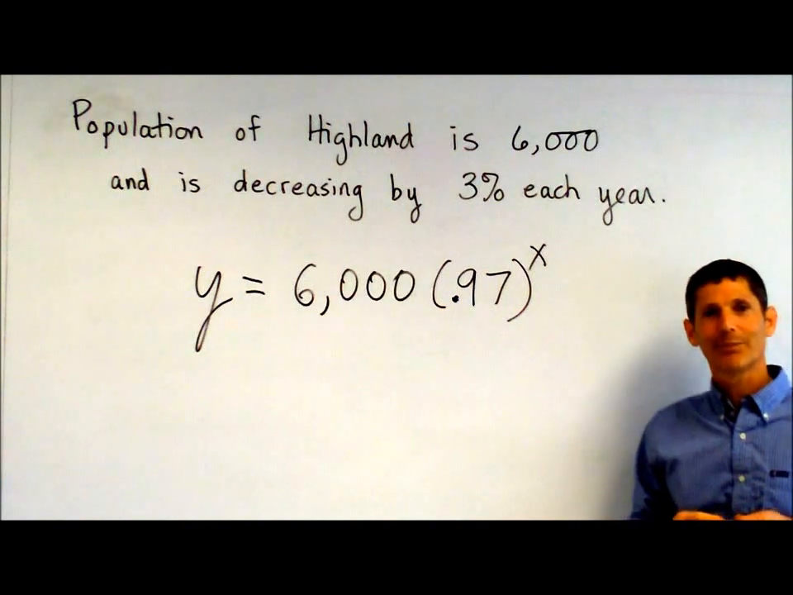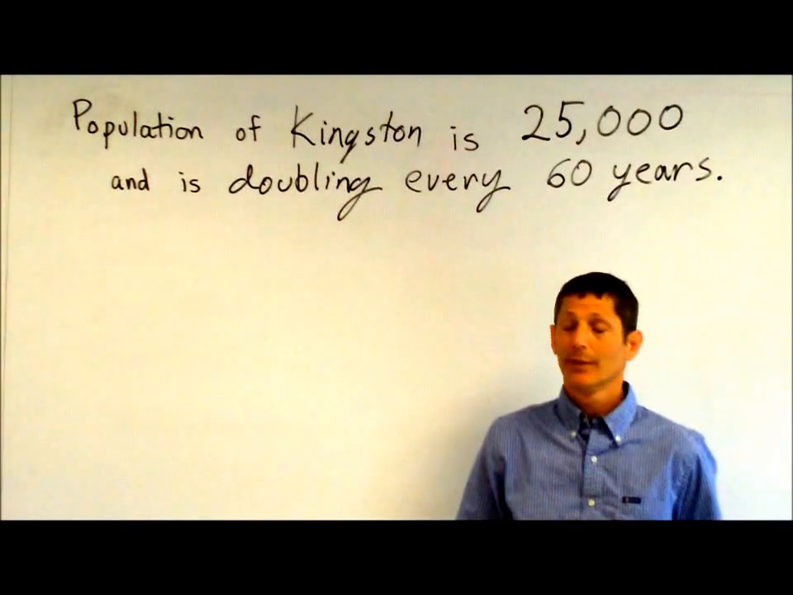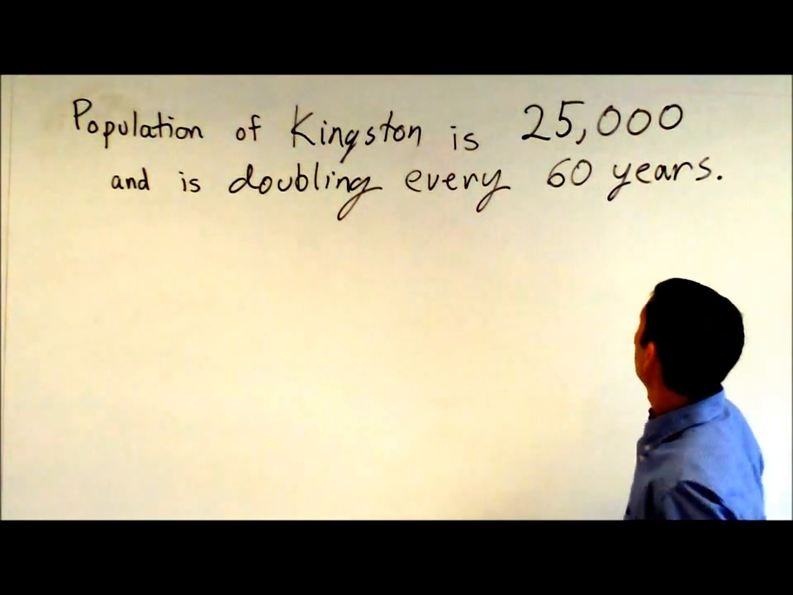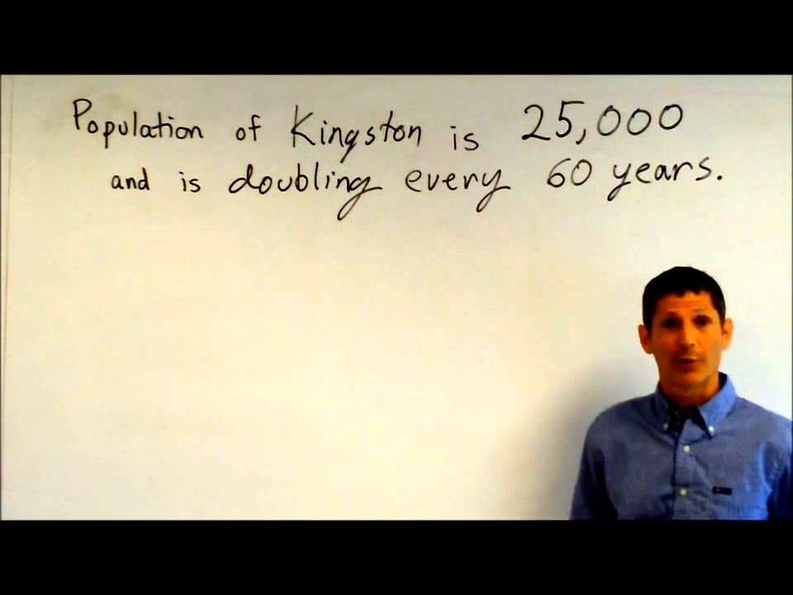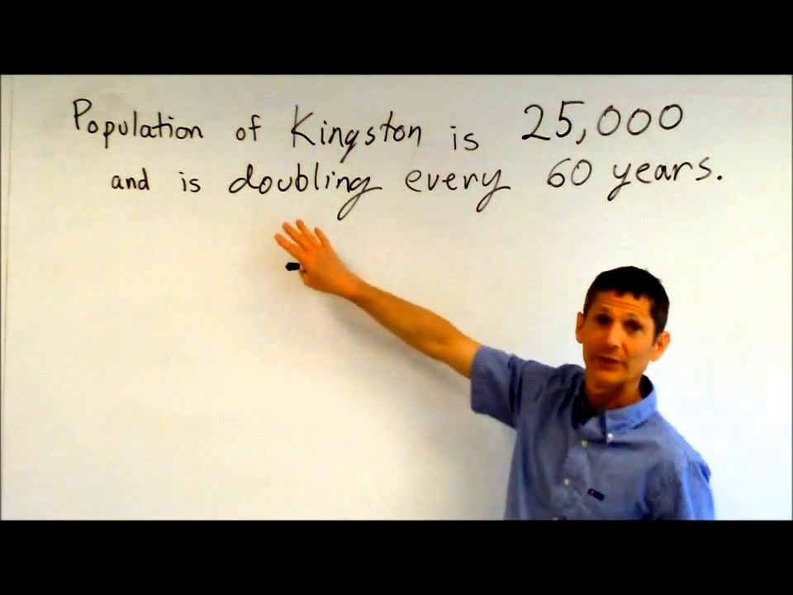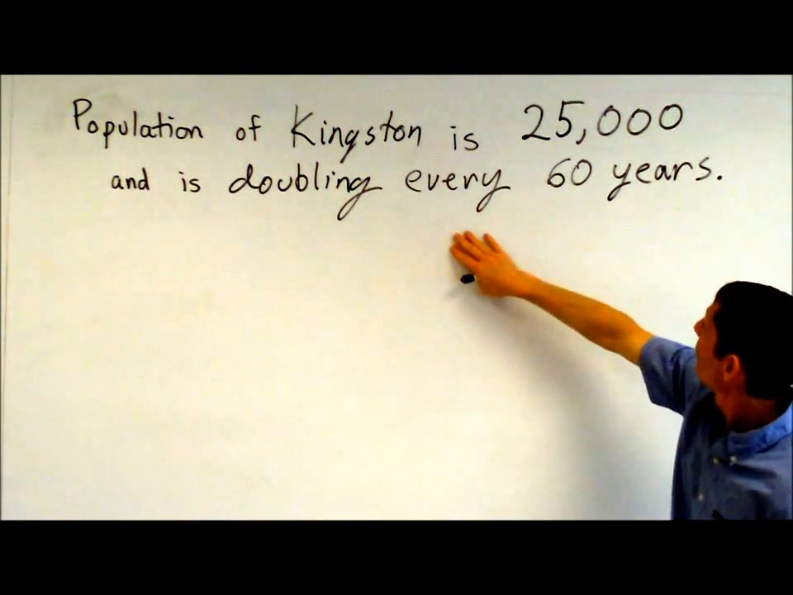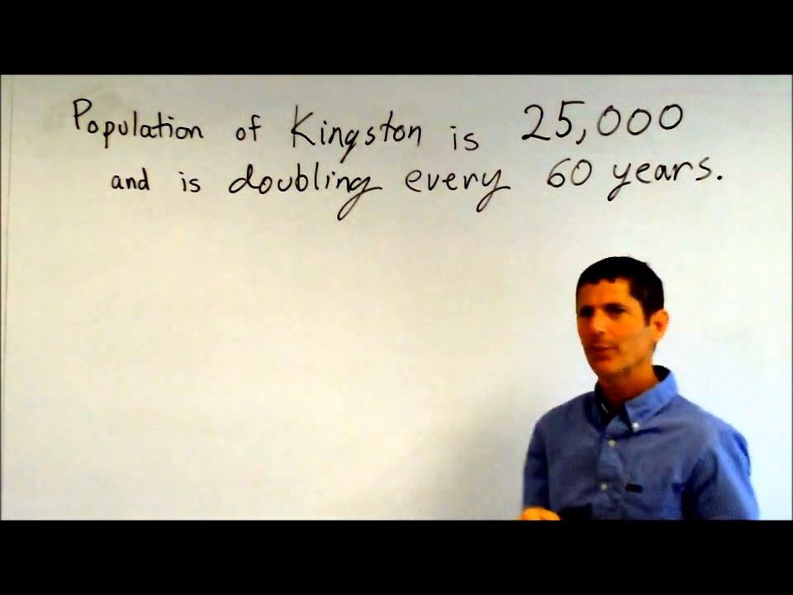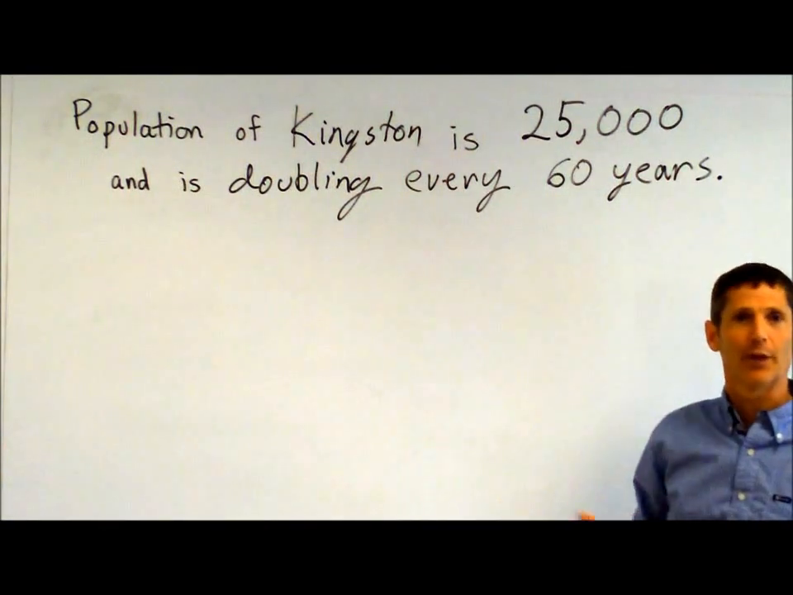Should we do another one? Absolutely. Okay. Here's another one, Miss Stewart. It says the population of Kingston is about 25,000. Well, that's roughly correct. Sure. And is doubling. It's not doubling every year, though. It's doubling every 60 years. It's a little bit different. Yeah. That means in 60 years, they're going to have 50,000 people.